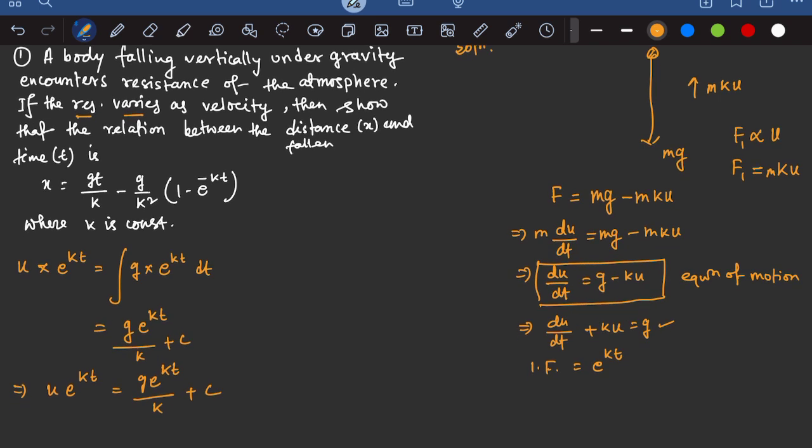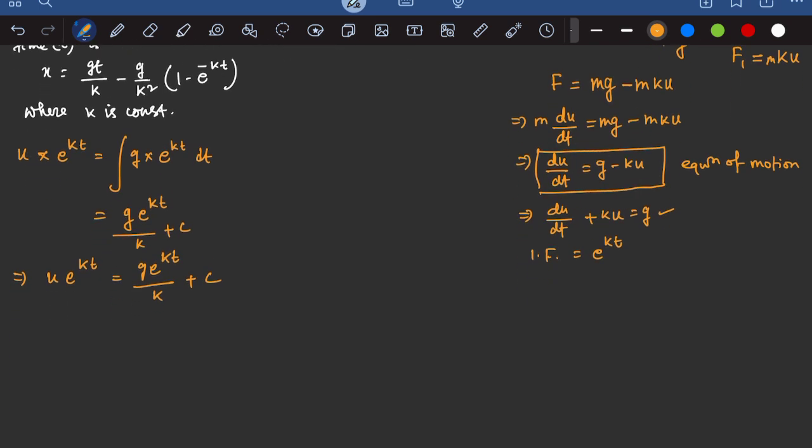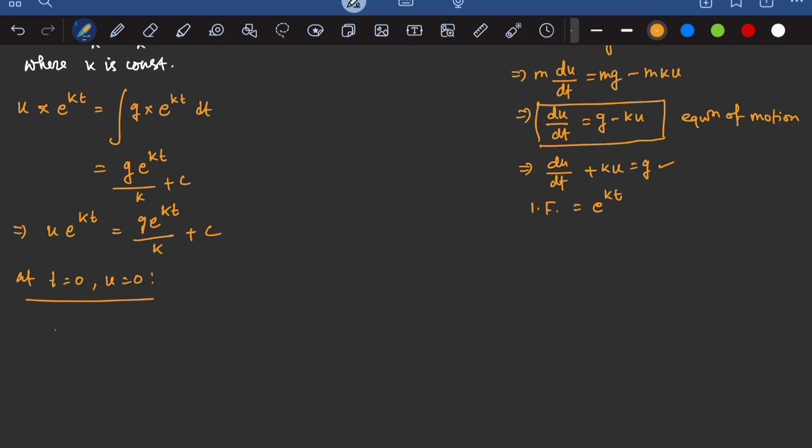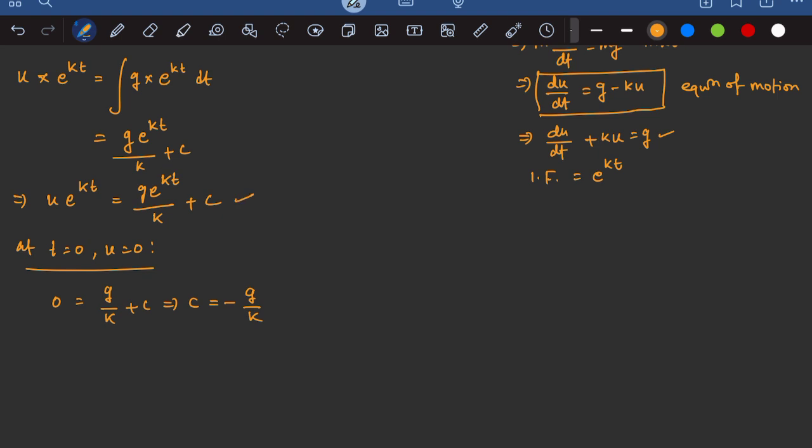Now see, the particle starts from rest. Initially it was at rest, so at t equals 0, u is also 0. So 0 is equal to g/k plus c, that is c is equal to minus g/k. Now from this equation, u e^(kt) is g e^(kt)/k minus g/k. So from here u is equal to g/k times (1 minus e^(-kt)), this is what you are getting.